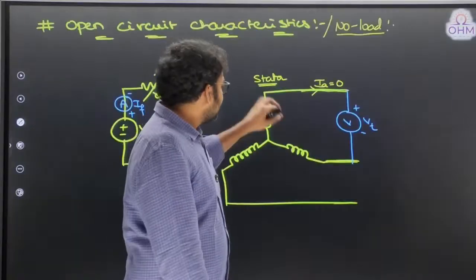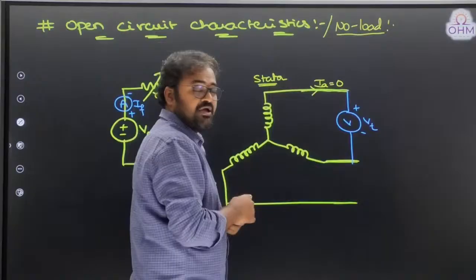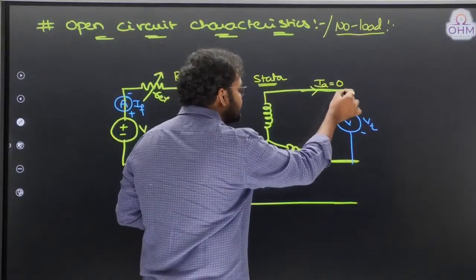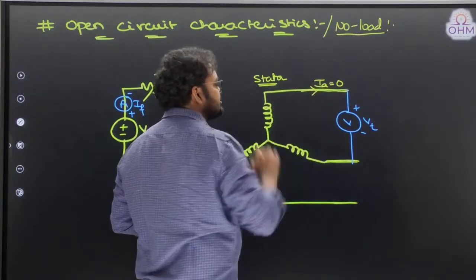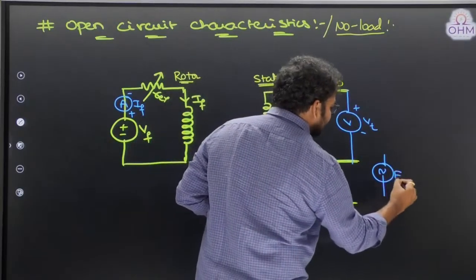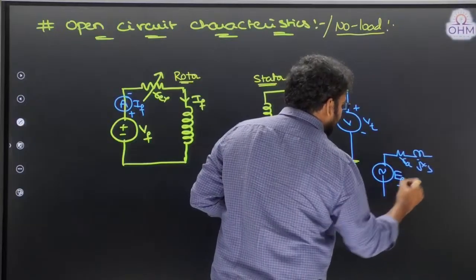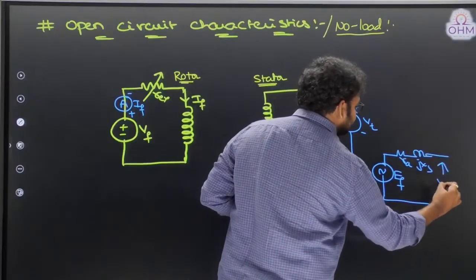Very simple. Right now the machine is under no load condition. That's why the current was 0. When current was 0, there is no drop internal to the machine, right? If you look at the equivalent circuit, this is induced EMF EF. There is resistance and synchronous reactance, correct or not? And finally, we have terminals here.